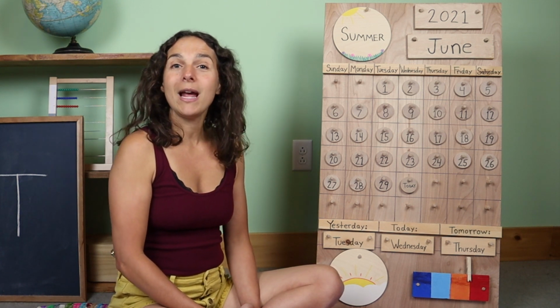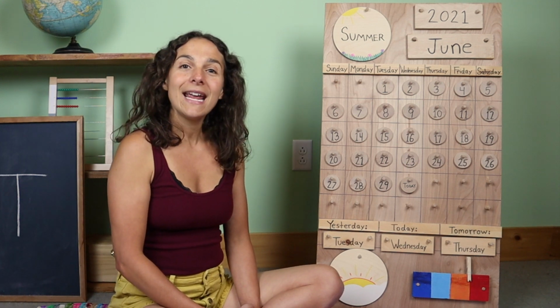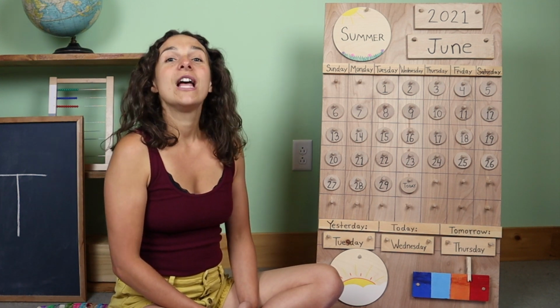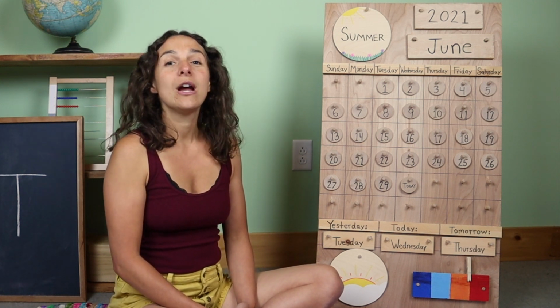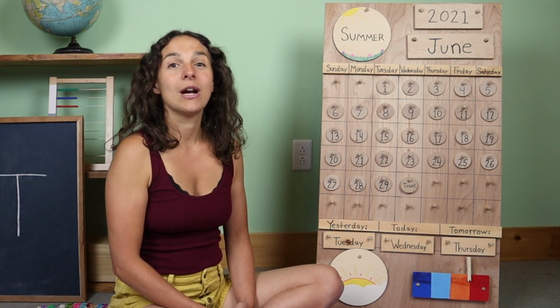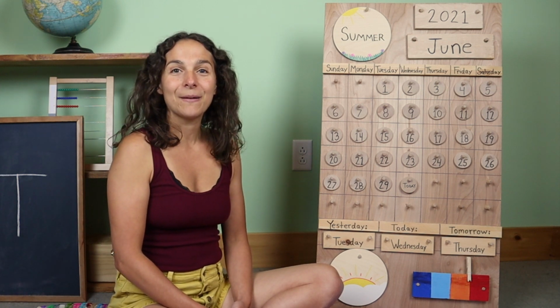January, February, March and April, May and June, July and August, September, October, November, December, 12 months in a year.